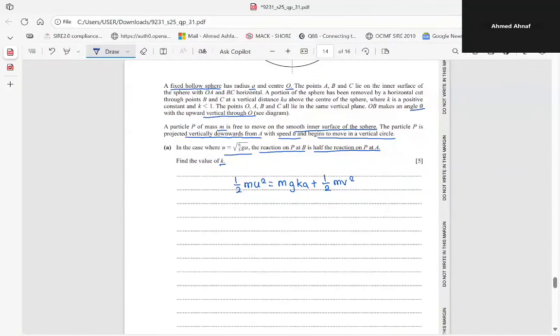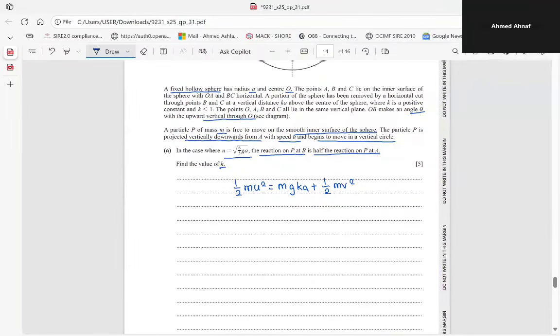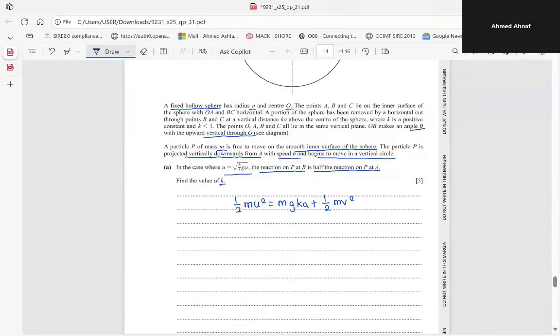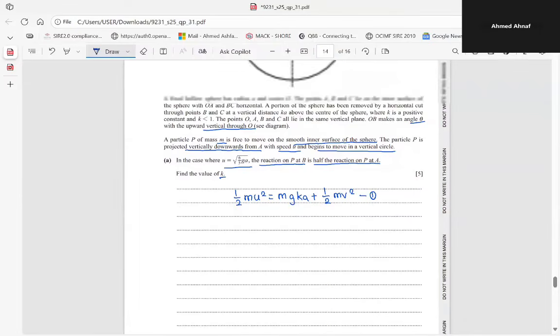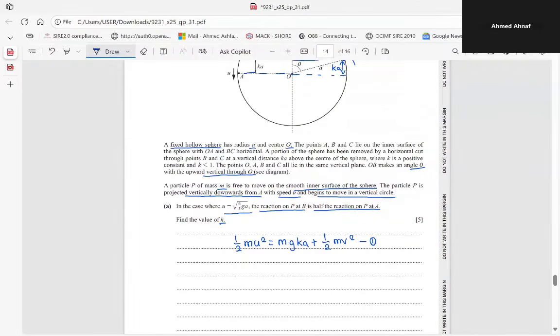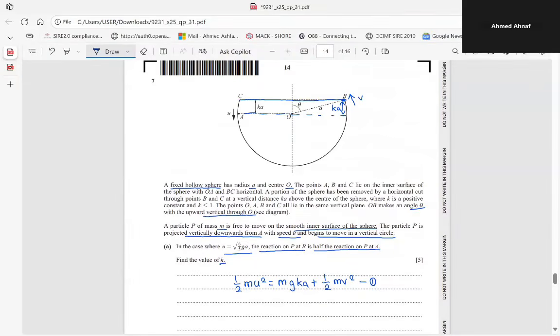Half mv squared. Okay, so yeah, this is our first equation, using energy. Now we're going to make an equation in terms of forces.